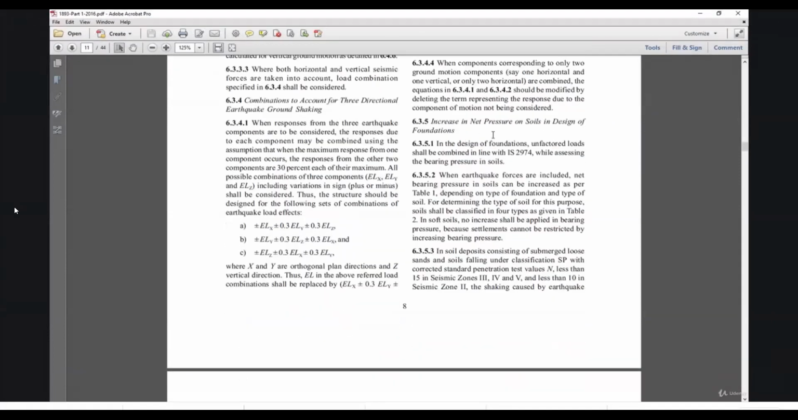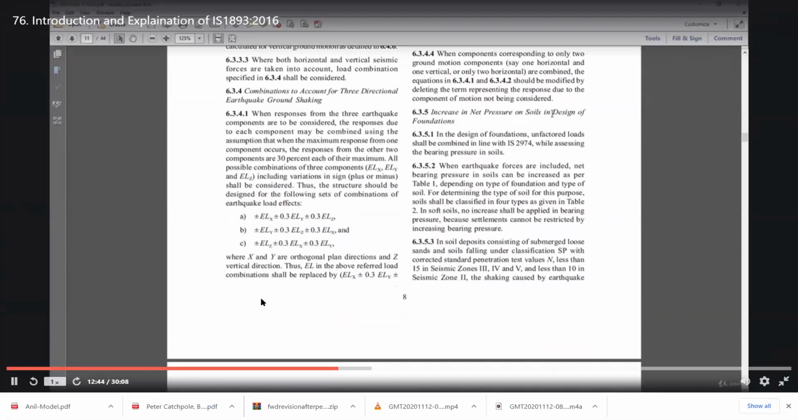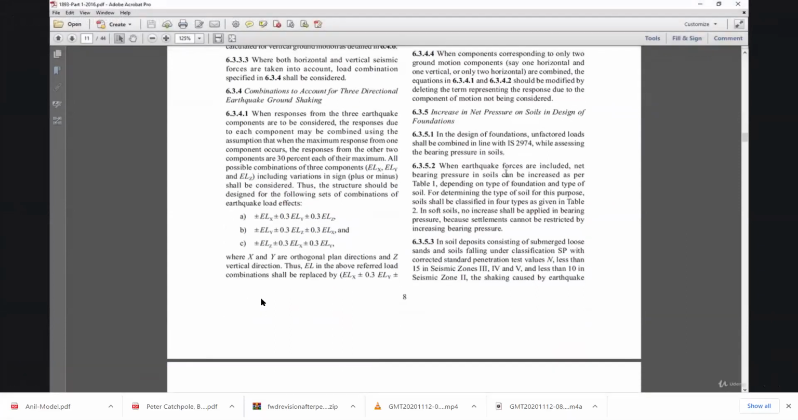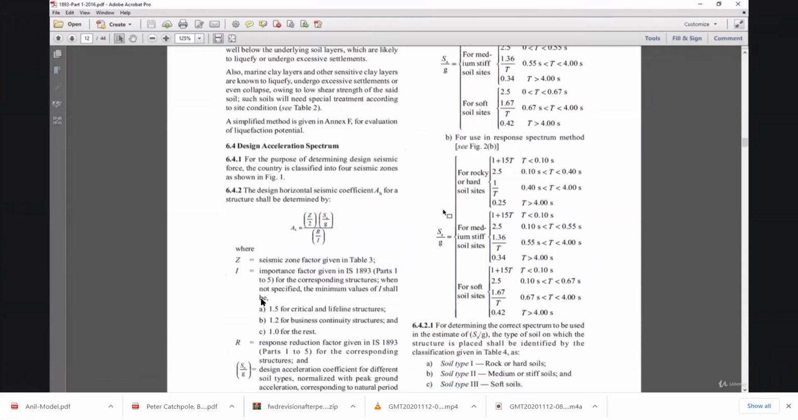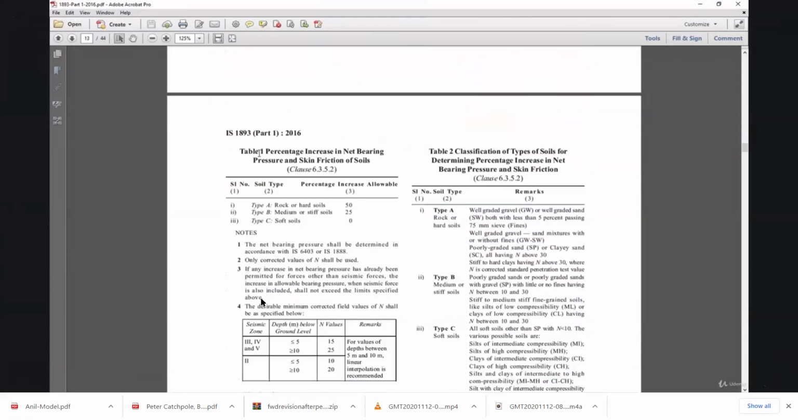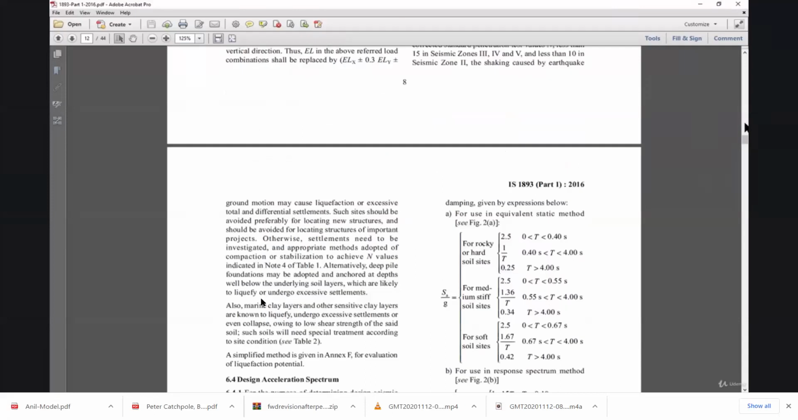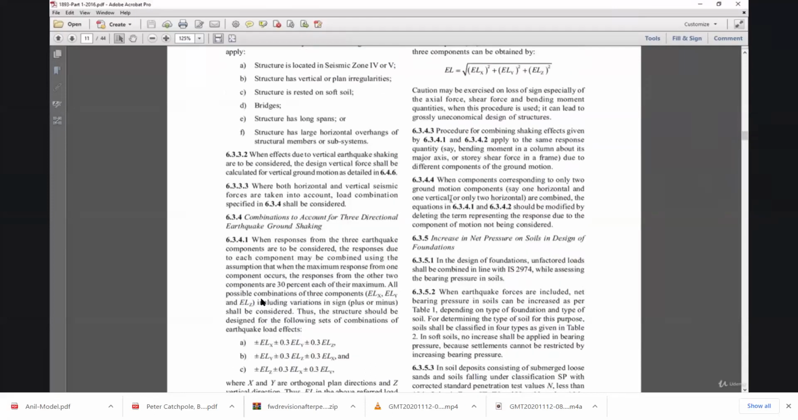The code also allows us to increase the net pressure on soil in design of foundations. So when earthquake forces are included, net bearing pressure can be increased as per table 1. This is the table 1. When there is rock or hard soils, we can increase the bearing capacity by 50%. When it is resting in medium or stiff soil, we can increase the bearing capacity by 25%. For soft soil, increasing the bearing capacity is not allowed.